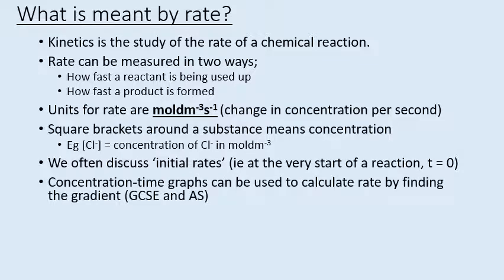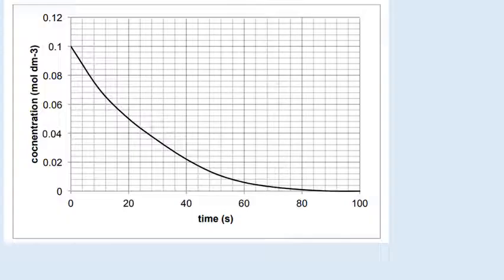So one thing you should have done from GCSE is looking at concentration-time graphs, and you'll have done that a little bit at AS, so let's start there. What we're looking at here is a concentration-time graph, and I can see that the concentration is decreasing over time. It's starting at 0.1, going all the way down to 0. So that's telling me that this must be the concentration of a reactant since it's being used up. If it was the concentration of a product, we would see it increasing over time.